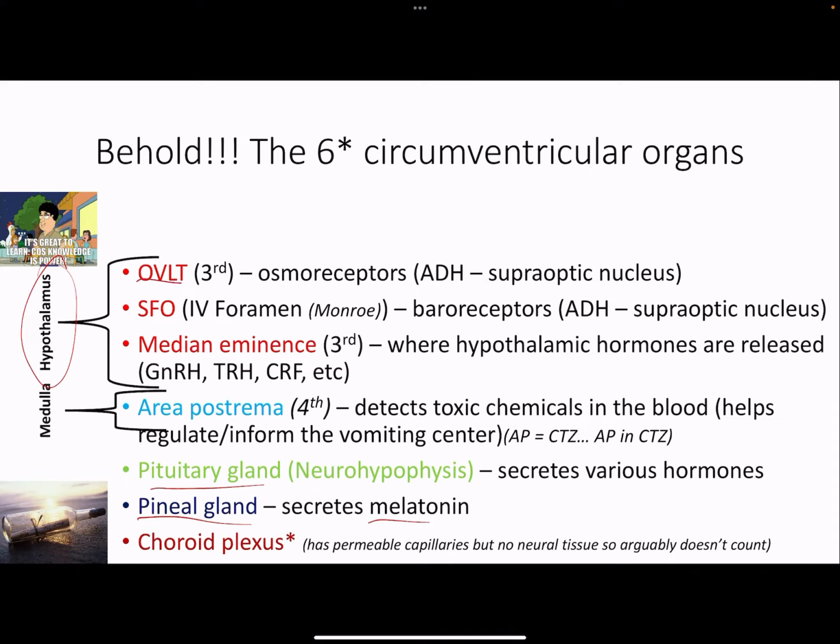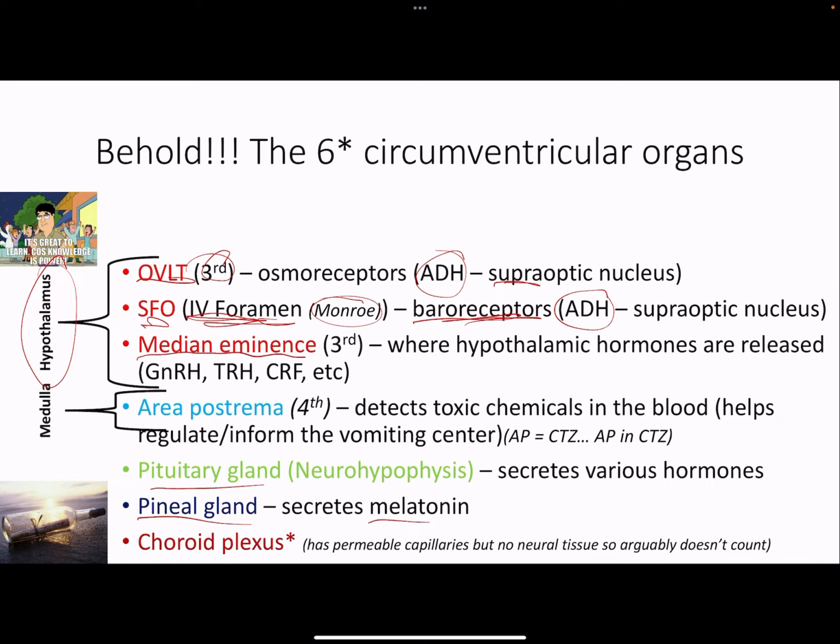So in the hypothalamus, the OVLT has osmoreceptors for sodium. And again, we said if sodium's too high, the supraoptic nucleus is going to release ADH. But then we also have the SFO. This is in the third ventricle, in the interventricular foramen, also known as the foramen of Monroe. This is going to have baroreceptors, also for ADH release from the supraoptic nucleus.